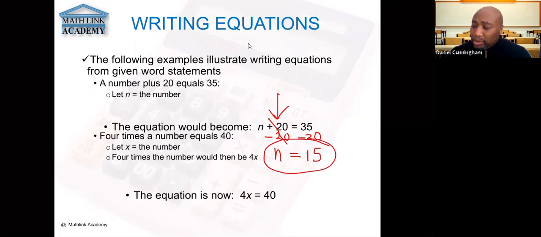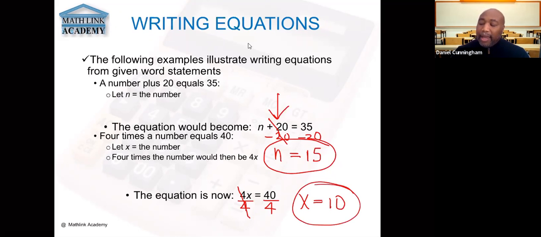4x equals 40. I've got to get x by itself. So how do I get x by itself? It is 4 times x. So the opposite of multiplication is division. Now for division, how you write that, you just put a line. It's a little different from adding and subtracting. With division, you put a line and you put a 4 underneath there. That'll cancel out. But remember, what you do on one side, you also do on the other side. And this will cancel out the 4. X is by itself, and that means x is equal to 40 divided by 4, which is 10.